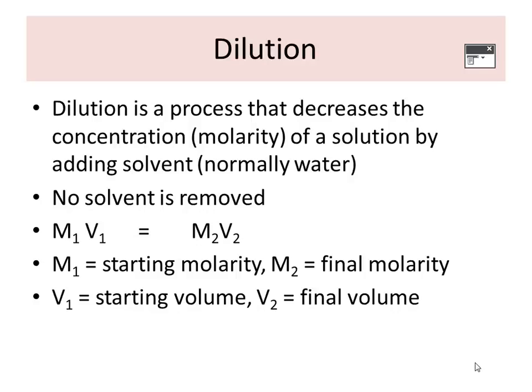So the equation and the relationship is M1V1 is equal to M2V2. M stands for molarity, V stands for volume. M1 is my starting molarity, M2 is my final molarity. V1 is my starting volume, V2 is my final volume. Okay? Where does that even come from? It'll become apparent in a second, okay? And this is one of the things that I use all the time.